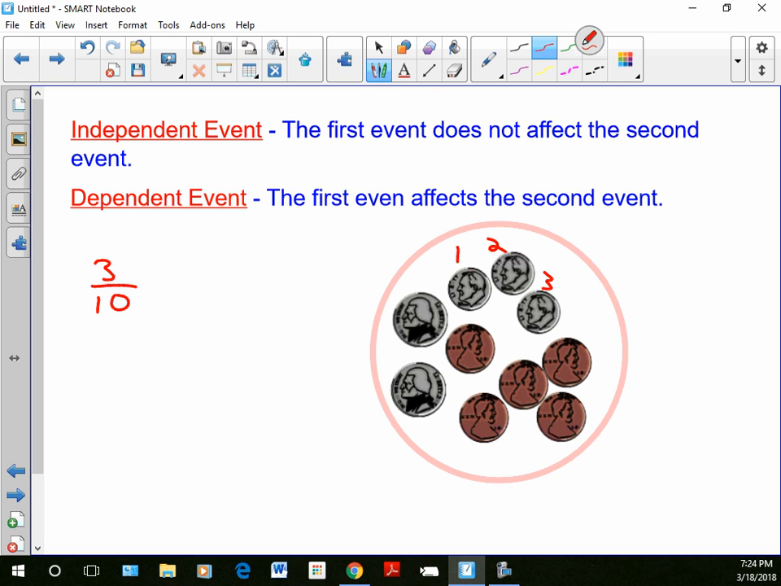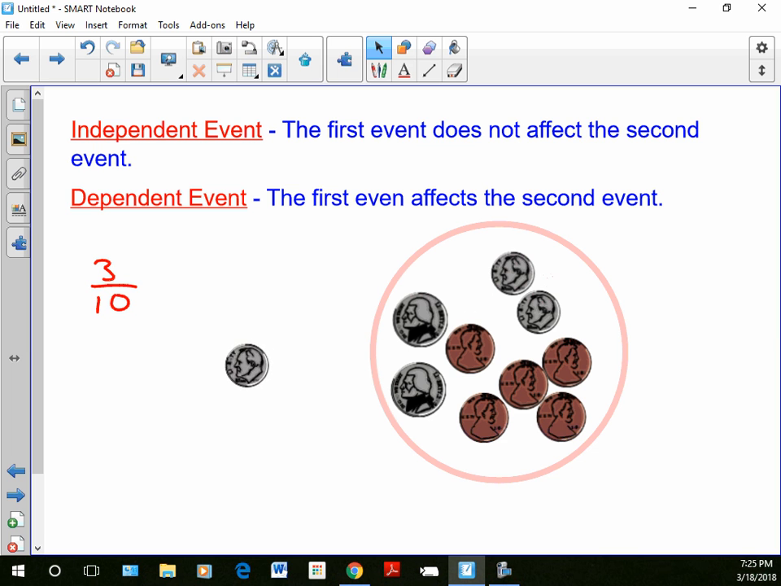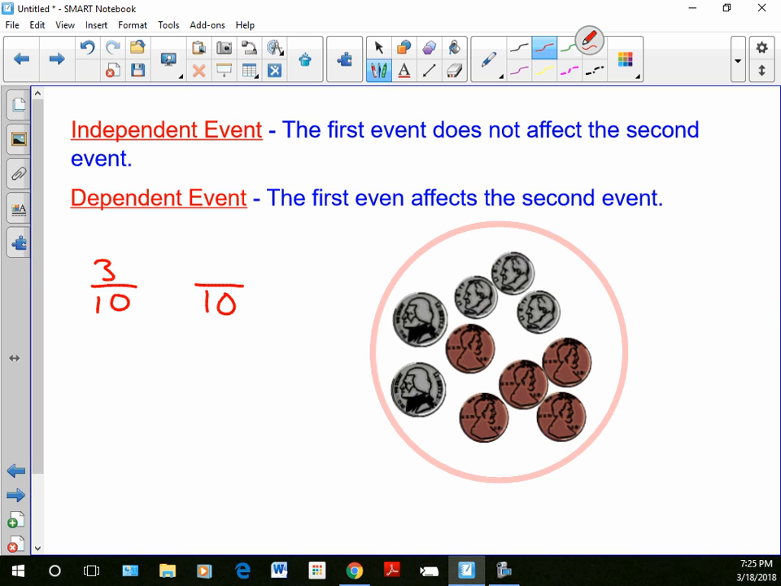Okay? Now, let's say I get the dime I want. Well, I get the dime I want, then I replace it. I put it back. So, the second time I reach in there and I want a dime, there's still 10 coins in the bag. And there's still 3 dimes in the bag. So it's still a 3 out of 10 chance.